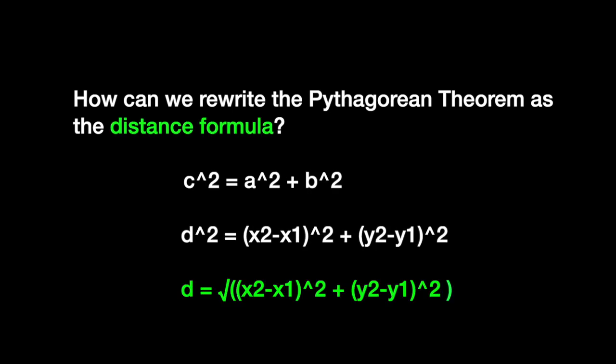So how can we rewrite the Pythagorean theorem? Well, we start off with our Pythagorean theorem, c squared is equal to a squared plus b squared. Remember, we're replacing c with d, and so that becomes d squared. And then our adjacent side is really the distance between 2 points. So we would do x2 minus x1, and then b becomes y2 minus y1, so 2 y points. And then we will take the square root of both sides to get d alone, because we're looking for the distance. And so our equation becomes rewritten as d is equal to the square root of (x2 minus x1) squared plus (y2 minus y1) squared.